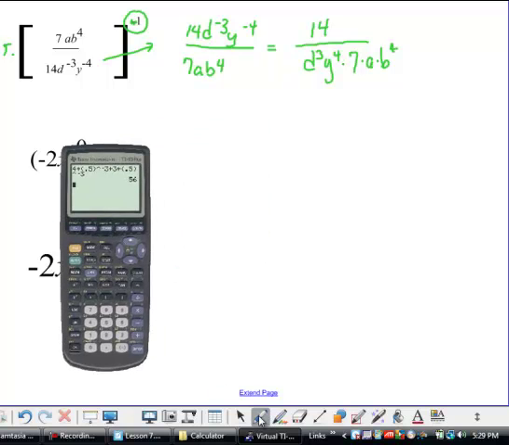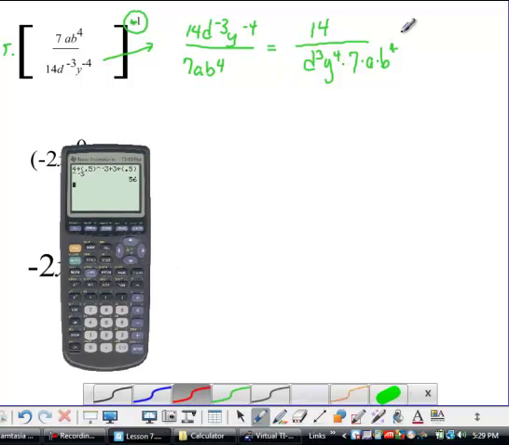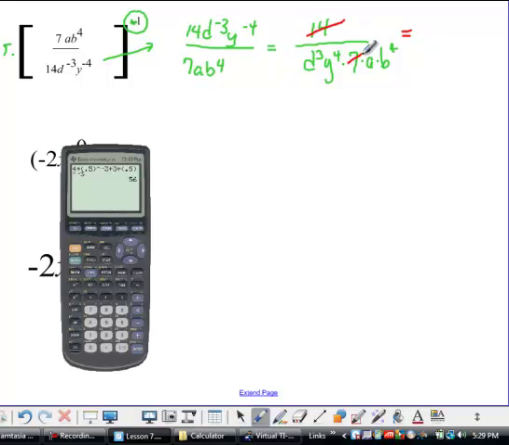And when I clean that all up, 14 divided by 7 is 2. And then on the bottom I have an a, b to the 4th, a y to the 4th, and a d cubed.